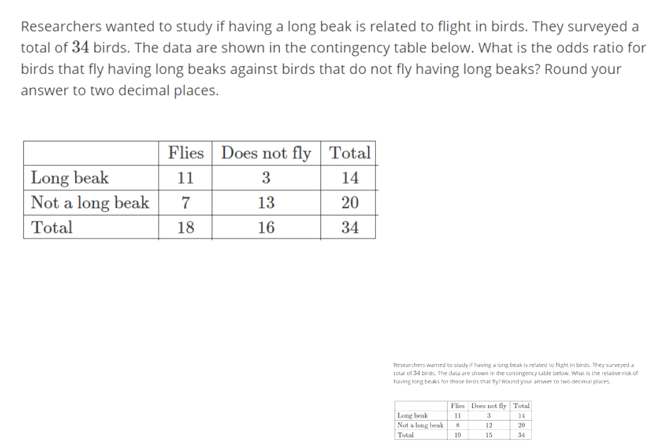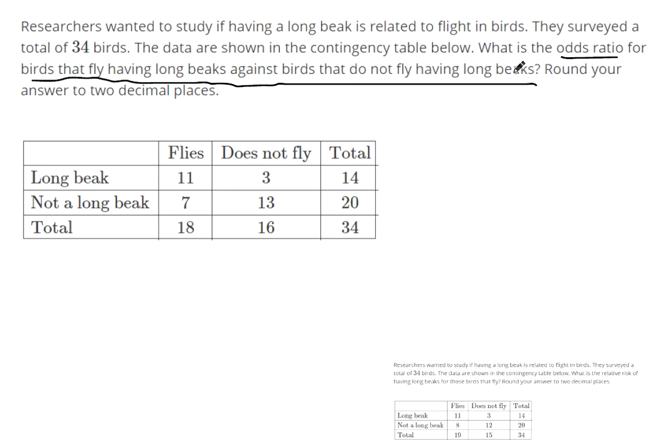So just a quick comparison of two problems that are almost the same except they're asking for something different. This question is asking for the odds ratio for birds that fly having long beaks against birds that do not fly having long beaks. With each of these problems, there's a condition that we're trying to check, like having insomnia or high blood pressure, some sort of ailment that we're trying to find out the percentage chance of, compared to another group.